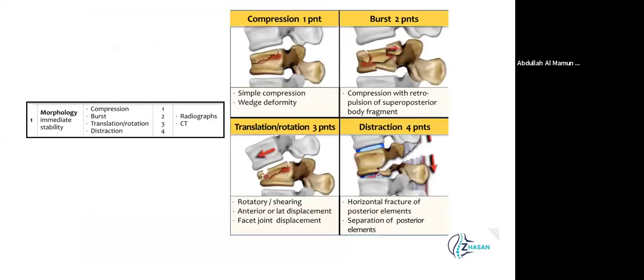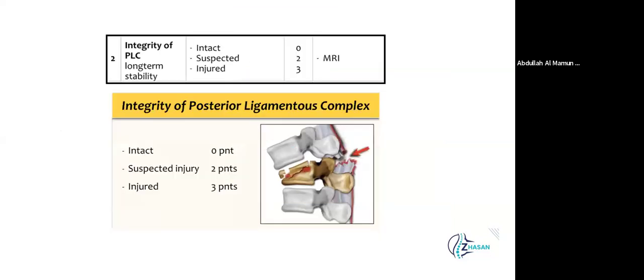Now the morphology. A simple compression is 1, burst fracture 2, and if there is any translation, it is 3, and distraction is 4. These things can be seen on CT actually. Radiograph cannot show everything, so CT is very necessary to identify the morphology. Now the second point, the PLC.